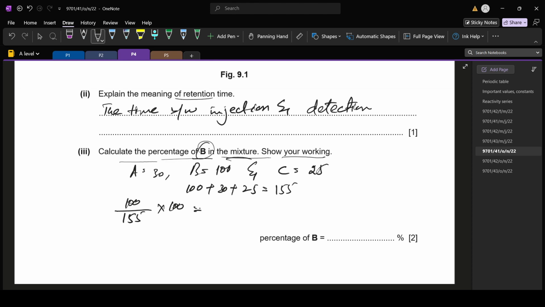The amount of B is 100 divided by 155 multiplied by 100. Let's calculate this: 100 divided by 155, and you will get the percentage of 64.5. So 64.5 percent of B in the injection mixture.